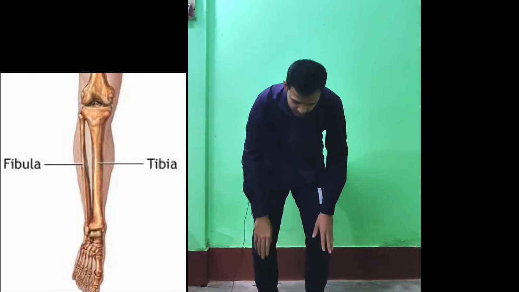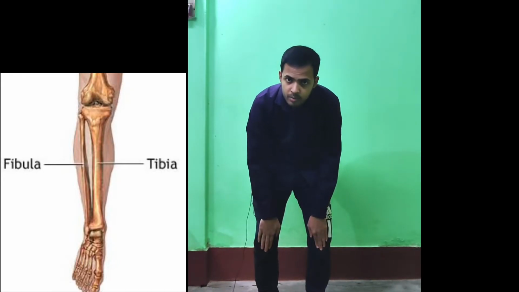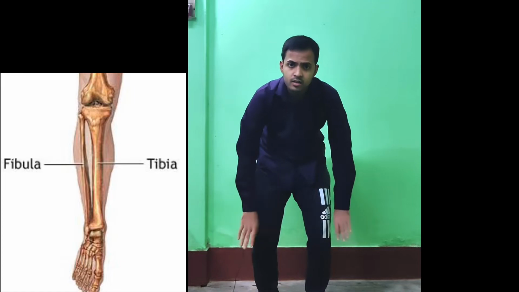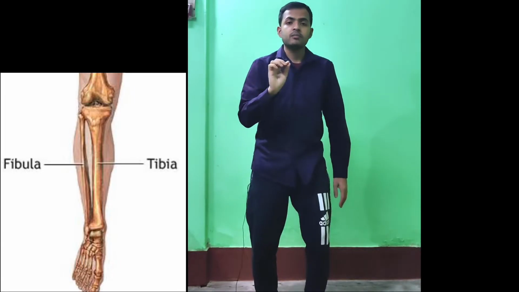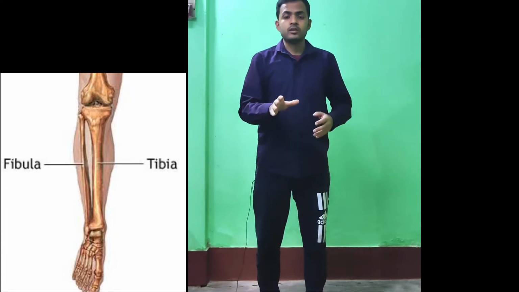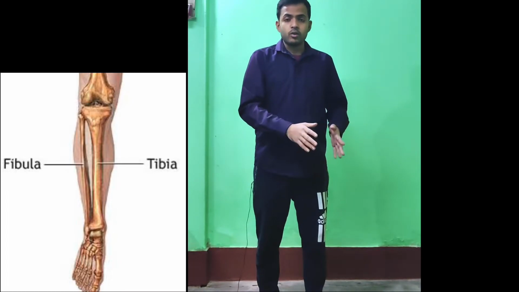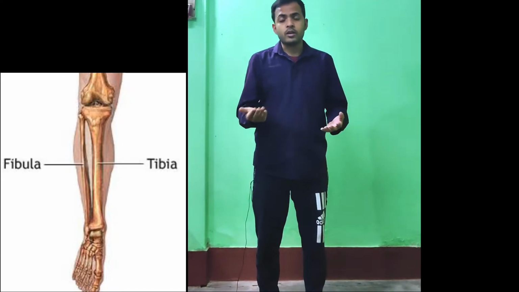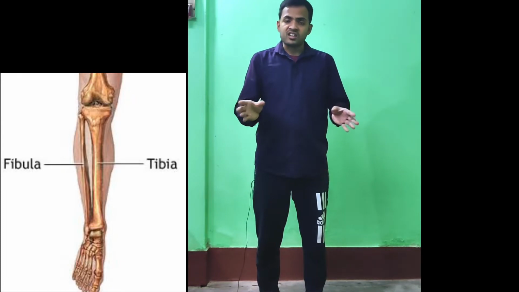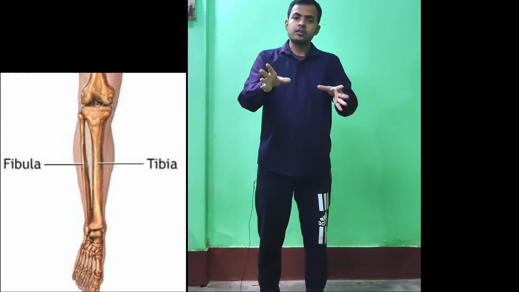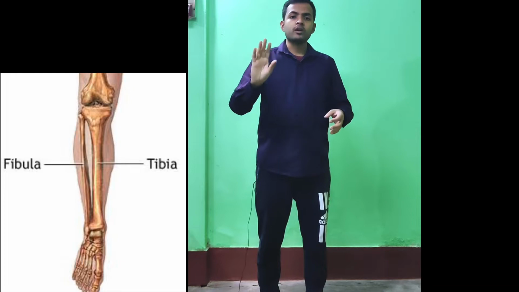I'm going to talk about our common peroneal nerve. Now you guys already know that in our leg there are two bones. One is the tibia, another is the fibula. The tibia is present medially, the fibula is present laterally. Okay, now any muscle or nerve related to the fibula, we call it fibularis or peroneal. Now both words are similar. You can say fibularis or you can say peroneal, whatever you wish.